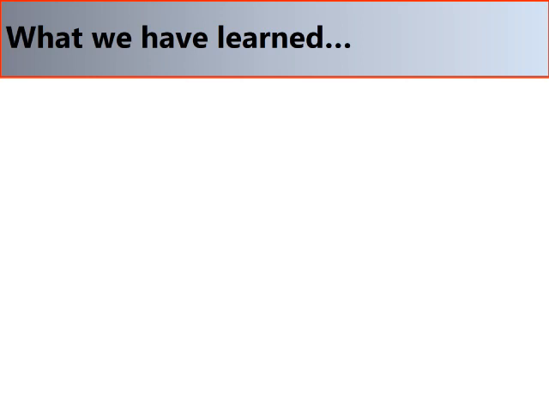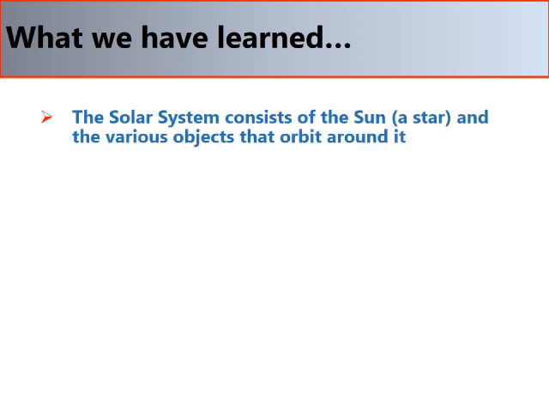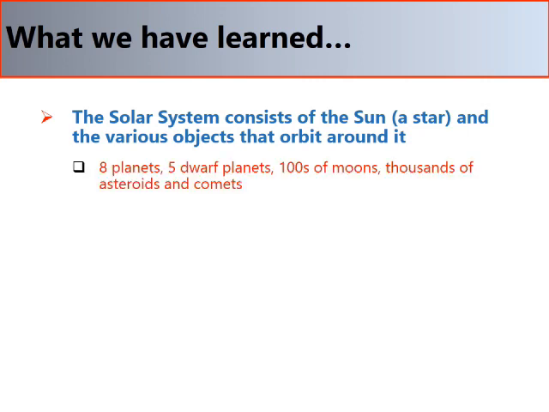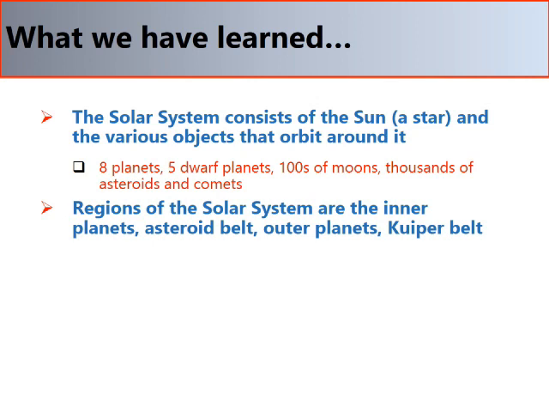So let's recap what we've learned today. We have the solar system that consists of the Sun and the various objects that orbit around it. Do you remember what those are? We've got 8 planets, 5 dwarf planets, hundreds of moons, thousands of comets, and probably millions of asteroids. And then the different regions of the solar system. You have the inner planets, the asteroid belt, the outer planets, and the Kuiper belt.